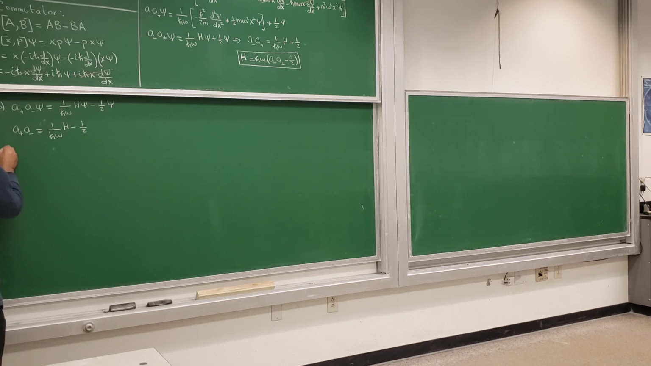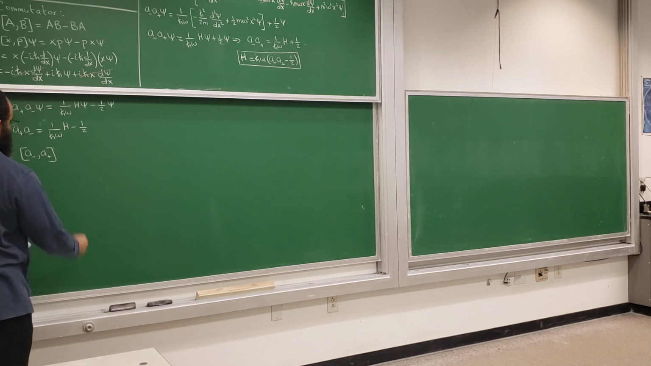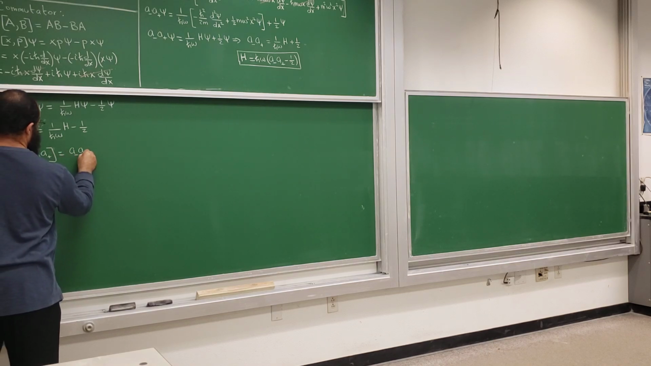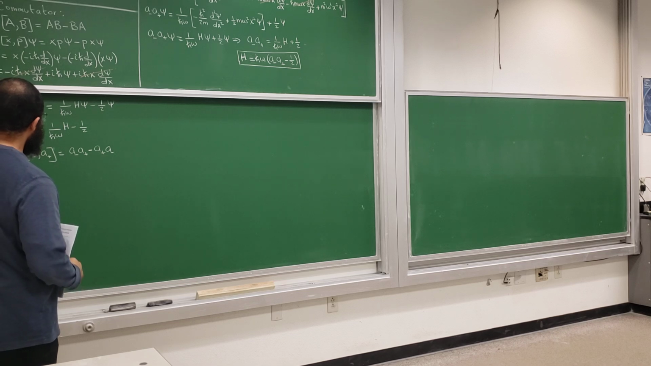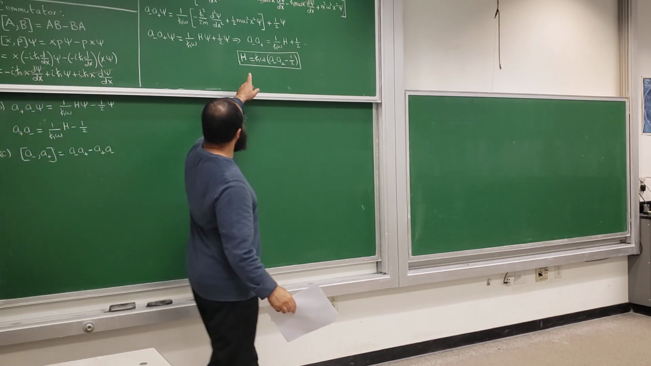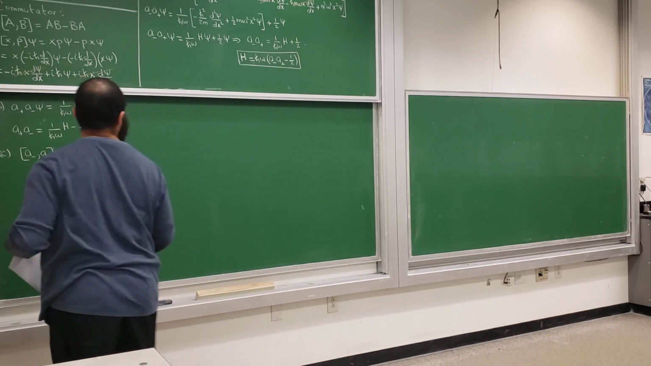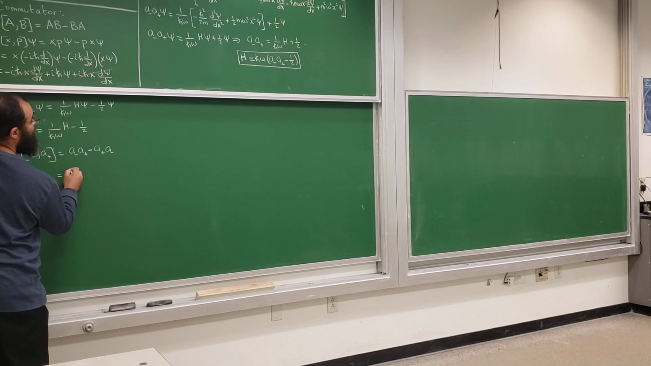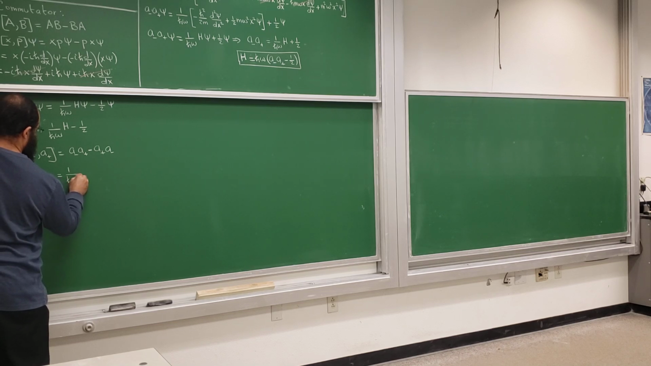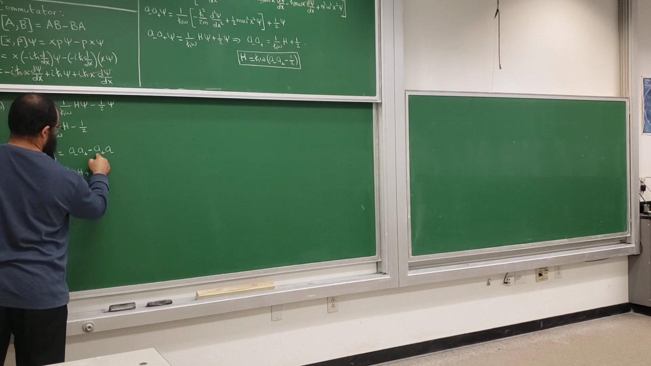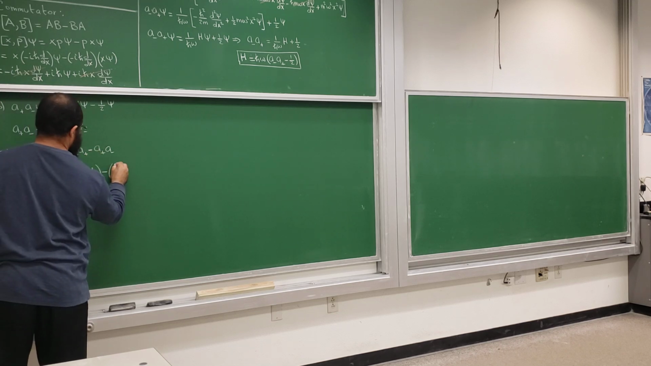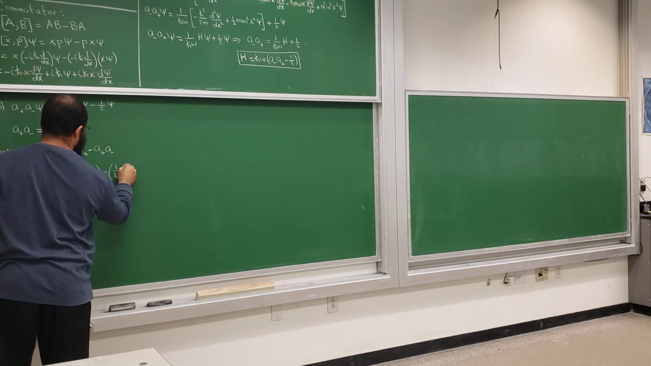Now let me do this next part. A minus a plus, the commutator. It's a minus a plus minus a plus a minus, right? That's the definition of this commutator. So look at this. A minus a plus is that. Let me write it down. A minus a plus is 1 over h bar omega capital H plus 1/2, minus a plus a minus, which is here. That's 1 over h bar omega capital H minus a half.